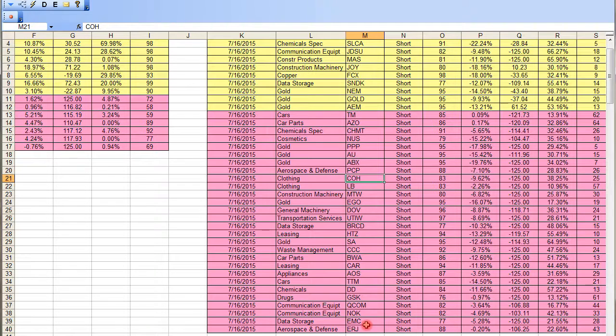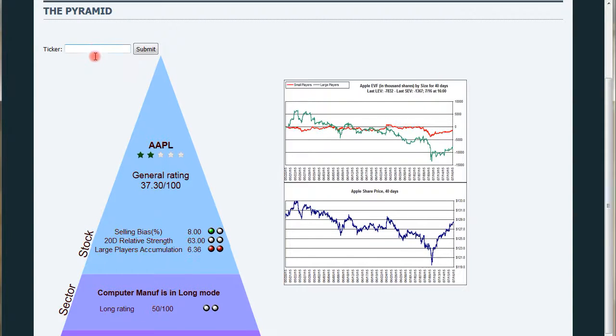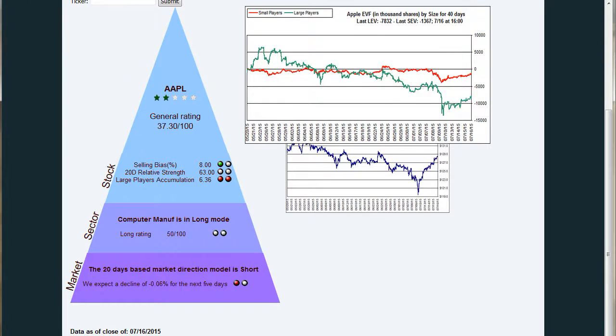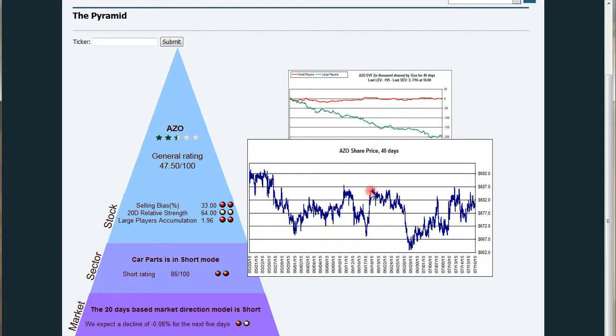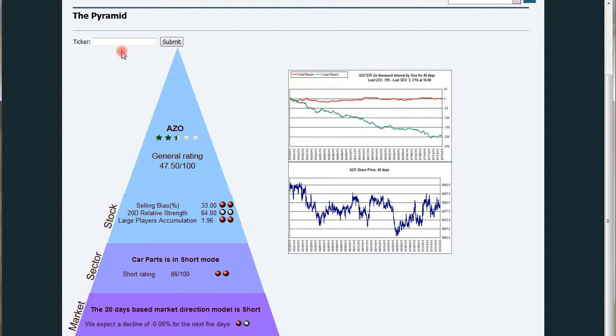For example, but before the breakout calculator, I would check the pyramids. So let's go to the pyramids, pyramid data. Okay, let's change the size. Yes, it's better. So for example, I had AutoZone. Okay, you can see this, the price is bouncing back to support, but the effective volume is rather negative. So that is something I can check with the breakout calculator.